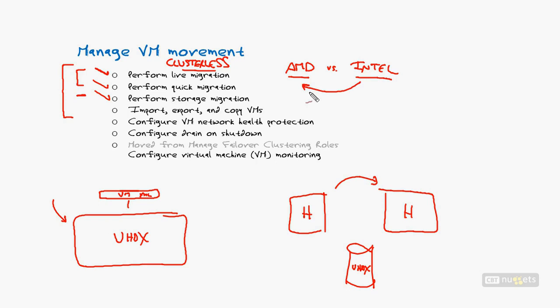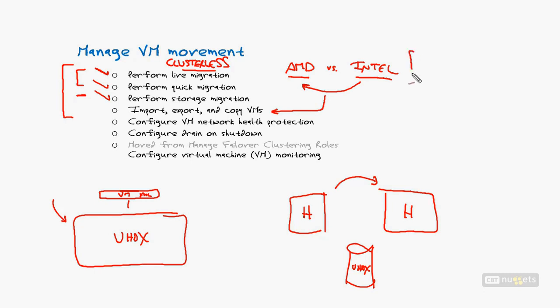In order to move a machine from one type of processor to the other, the only way you can really accomplish that is by doing a powered off migration or an import export copy. So plan on consolidating on a single processor manufacturer, because that live migration functionality is just not going to work anytime you're going from AMD to Intel. Really common expectation for a test question here, because AMD to Intel is just not going to fly.